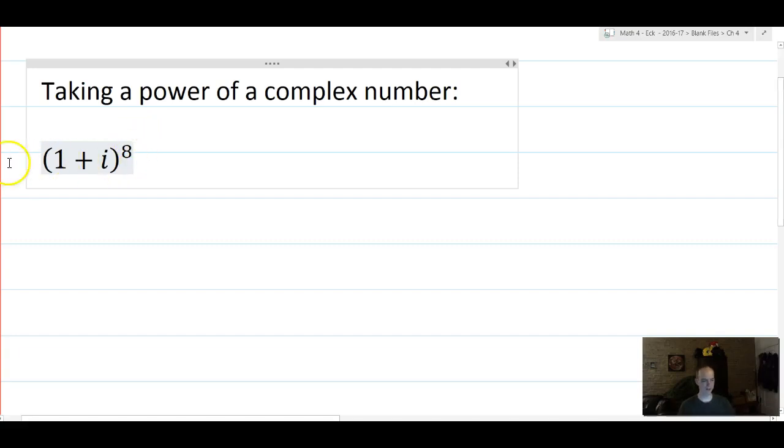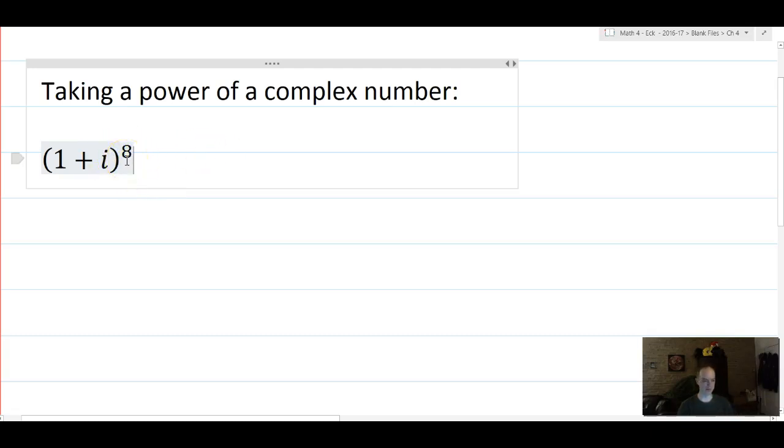We're going to talk a little bit about how to take powers of complex numbers and what a power of a complex number means in the complex plane. So if we have a complex number like (1 + i)^8, there's an easy way and there's a hard way to take this eighth power.